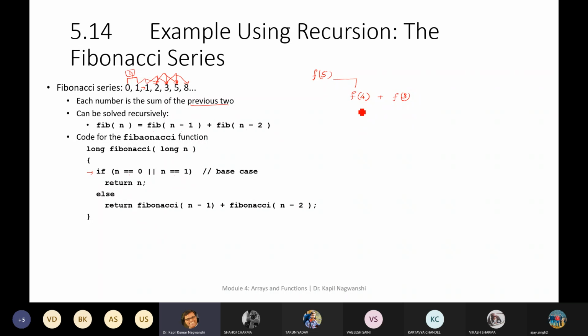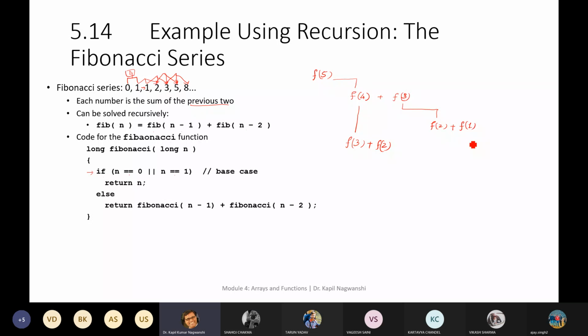Okay. Now, if we see that F4 is also not equal to 0 or 1, what will it call? It will call F3 plus F2. It will call the functions F3 and F2. Why F3 and F2? Because it is written n minus 1 and n minus 2. Now, this will call which function? F2 plus F1.